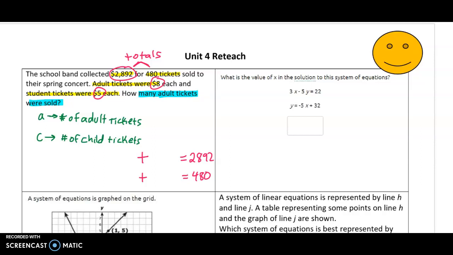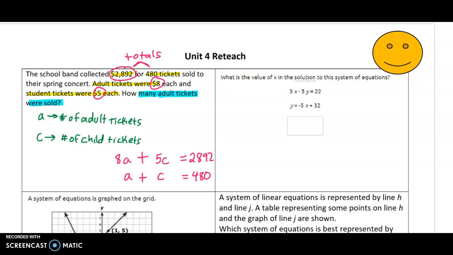So $8 per adult ticket, so I have to put the A with the 8. And children's tickets were $5, so 5 times the number of child tickets. So $8 per adult plus $5 per child for a total of $2,892. Money, money, money. All the money is in one equation. Now the second one is only about the number of tickets. So the number of adult tickets, I don't have to add any value in front of it. It's just the number of adult tickets sold. And the number of child tickets sold together was 480.